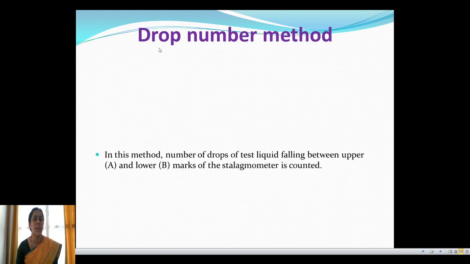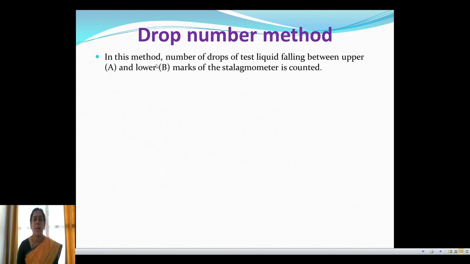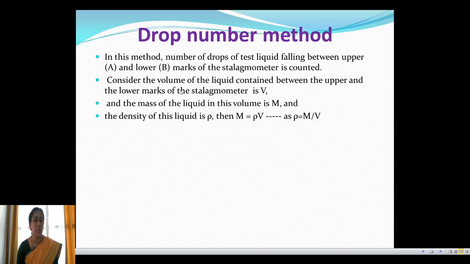First one is the drop number method. What is this drop number method? In this method, the number of drops of test liquid falling between the upper and lower marks of the stalagmometer is counted. For example, consider the volume of a liquid contained between the upper and lower marks of the stalagmometer is equal to V. Then the mass of the liquid in this column is equal to capital M, and the density of the liquid is called rho. Therefore, M is equal to rho into V.